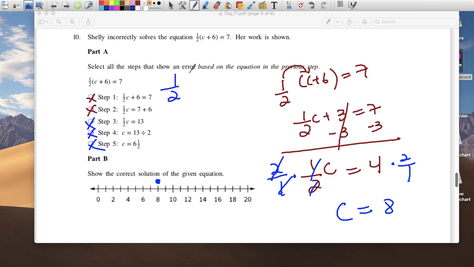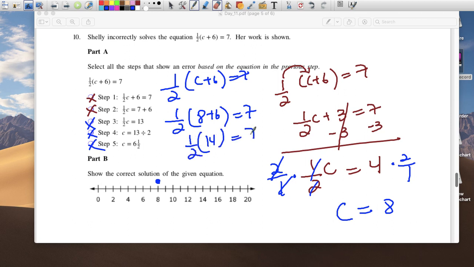And just to prove it to you, I'm going to go back to the equation. Instead of c, I'll just substitute 8. So half times 8 plus 6 inside, and that equals 7. Let's see if that's true. 8 plus 6 is 14. And if you multiply 14 times half, do you get 7? What's half of 14? 7. So 8 is the solution, and that's how you would have left your representative solution on the number line. Remember, there are no arrows here, no arrows going left or right. It's just a dot because this is an equation. There's only one value that will make that equation true.